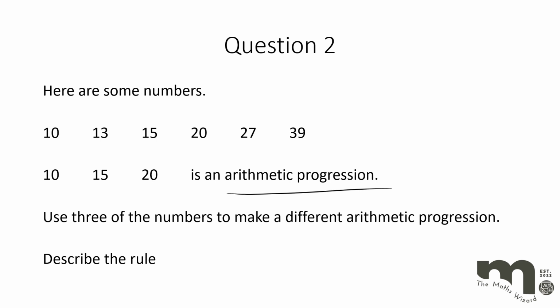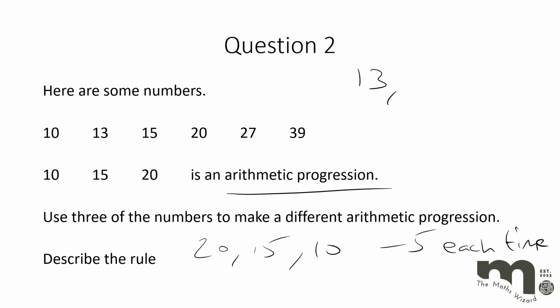Okay, the most straightforward one we could find here is just to reverse that and just put 20, 15, and 10. And our rule would be subtract 5 each time. You just need to describe the rule in words, essentially. Some others that we've got, we could have 13, 20, and 27. So that would be add 7 each time. You could also do the reverse of that, starting with 27 as well.